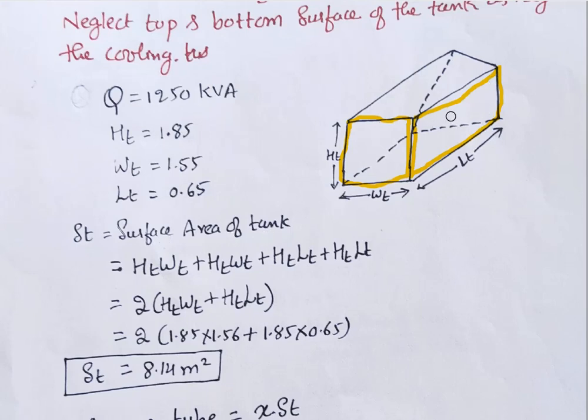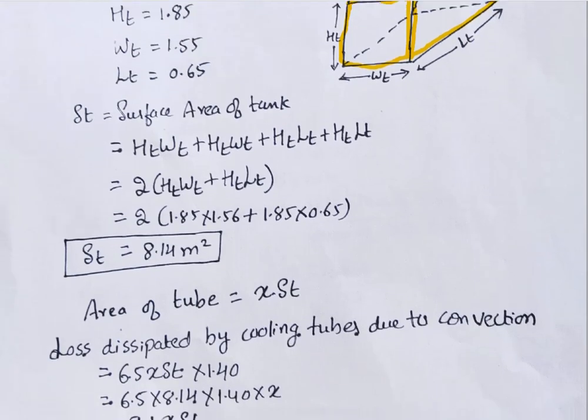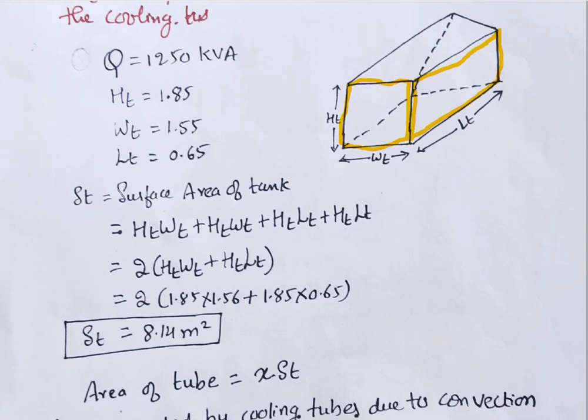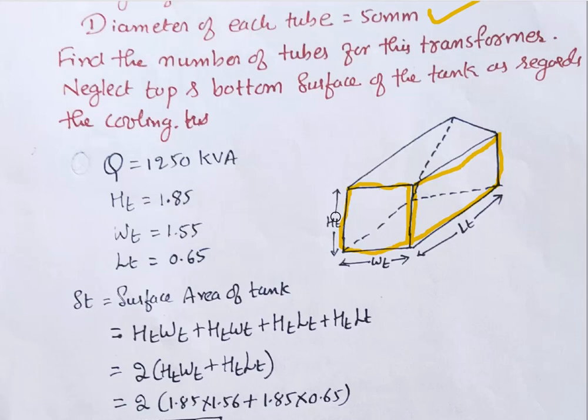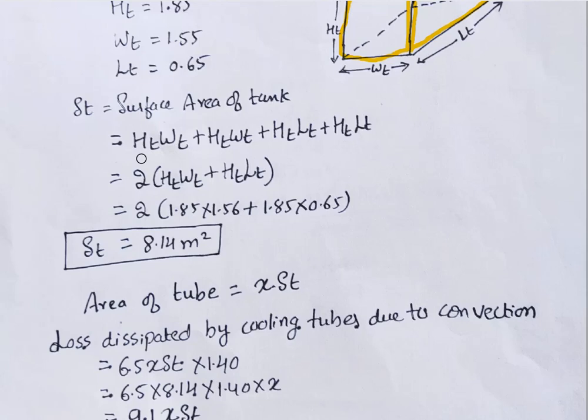Let us estimate the surface area of the tank. What is the total surface area of the tank? It is this portion and the backside of that, and this portion and the backside of that. Usually the top and bottom portions are neglected, so the tubes will be arranged only on the sides. For this portion the area is rectangular, so HT into WT, and the backside is one more HT WT. This other portion is again rectangular, height of the tank into LT, and the same on the opposite side. So 2 times HT WT plus 2 times HT LT.